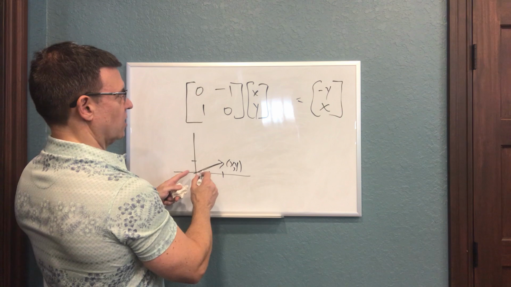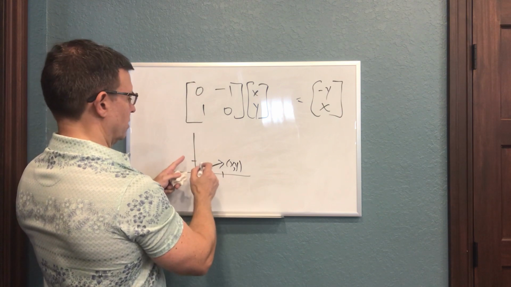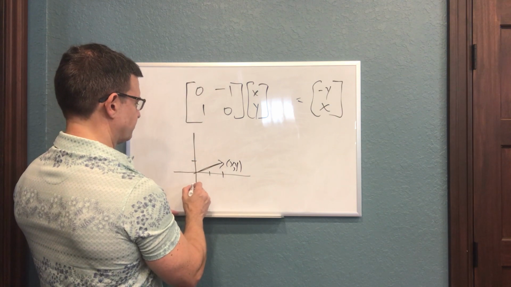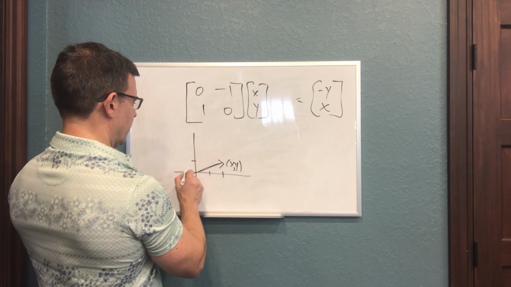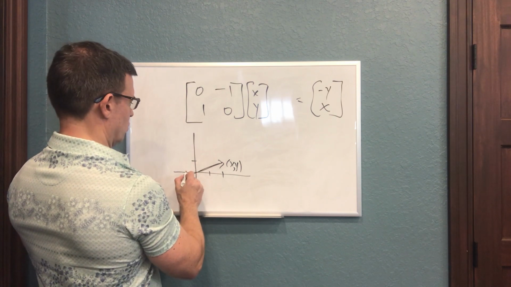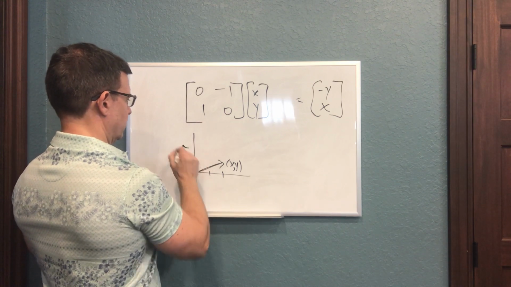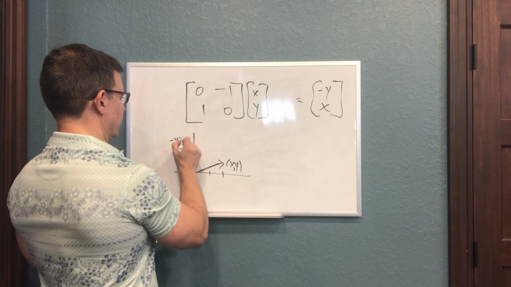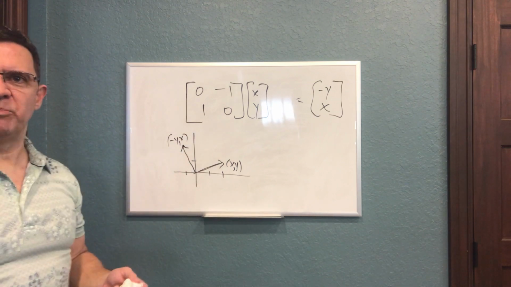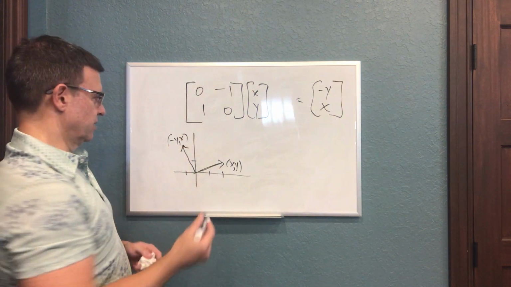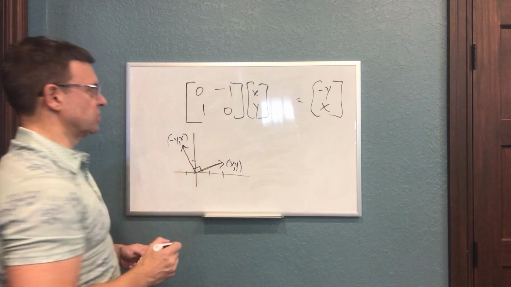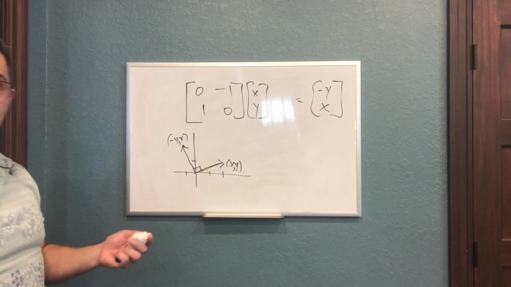Well, now, instead of going over 2 and up 1, we will actually go over negative 1 and up 2. This is negative y, x. And what happened there? As you can guess, it's perfectly orthogonal. We actually did a 90-degree rotation.